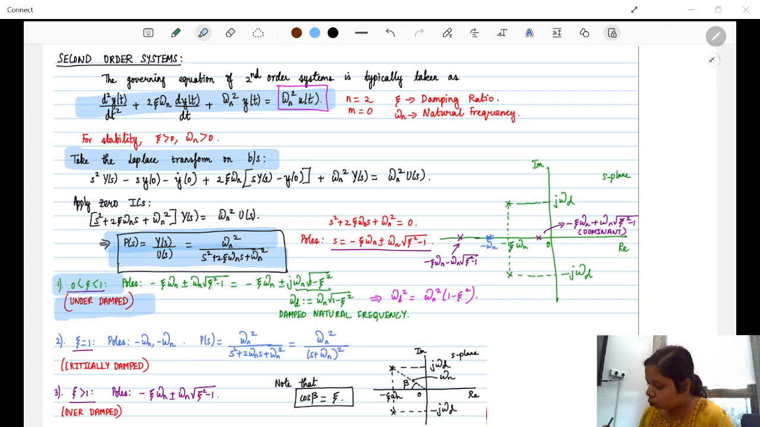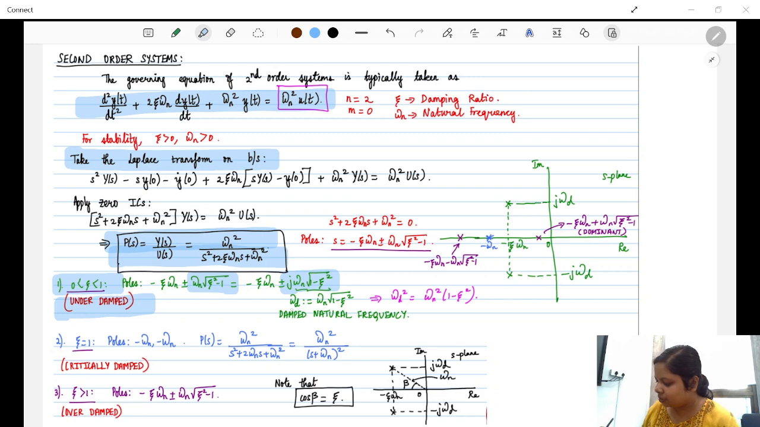Okay. And what are the poles here? In this case, obviously, if zeta is less than 1, there would be a j term here because it is under root of zeta square minus 1, and zeta is already less than 1. That means the term inside the root is going to be a negative quantity. If it is a negative quantity, definitely if we write it as 1 minus zeta square, there would be a j coming out. So that is why this term is there.